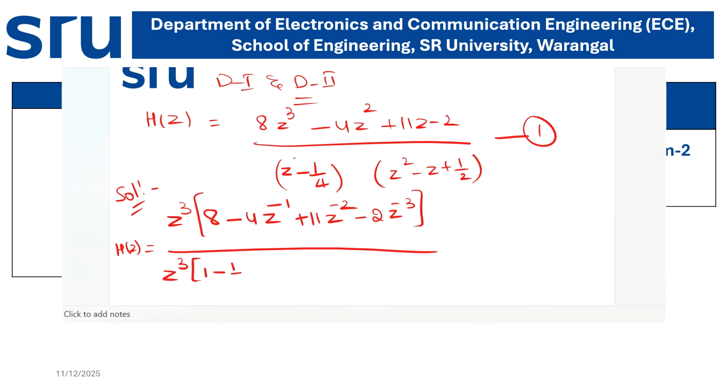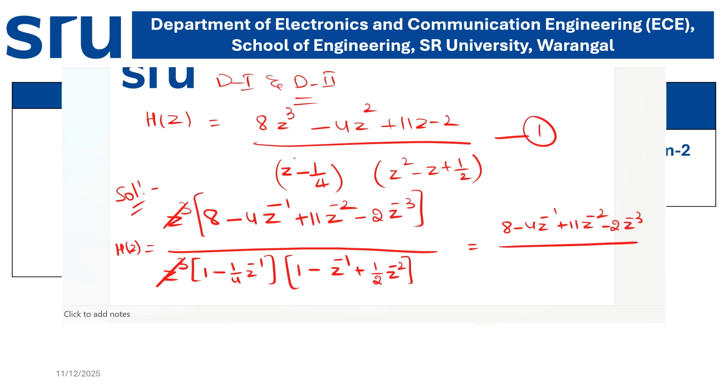The first factor is 1 minus 1/4 z^-1, and the second factor becomes 1 minus z^-1 plus 1/2 z^-2, right? Now z cube and z cube will get cancelled. Therefore I have the factor 8 minus 4 z^-1 plus 11 z^-2 minus z^-3. Now multiply this with this factor, 1 minus z^-1 plus 1/2 z^-2.